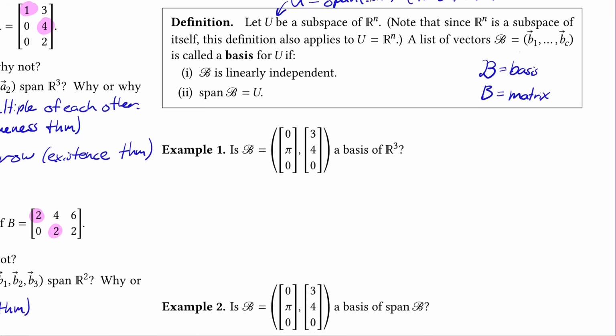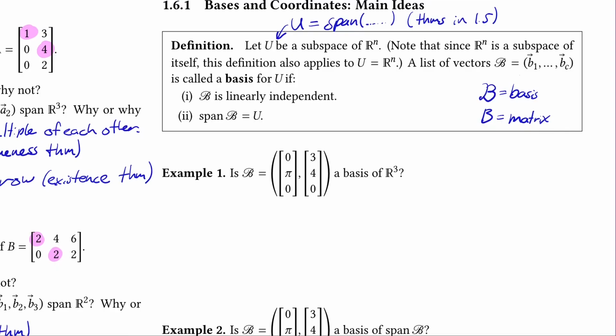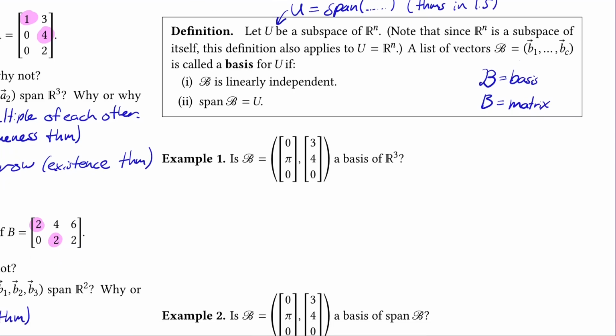Okay, let's look at example 1 here. Is this list of two vectors a basis of R3? For all these examples, I recommend pausing it before I show you the answer, and trying it on your own. It's okay if you just want to make a guess, just to think about it a little bit without just listening to me all the time. So, okay, I'll tell you the answer in 3, 2, 1. And it is linearly independent.